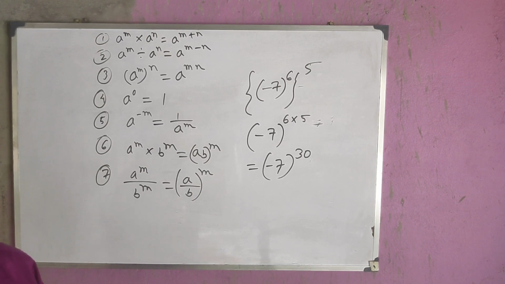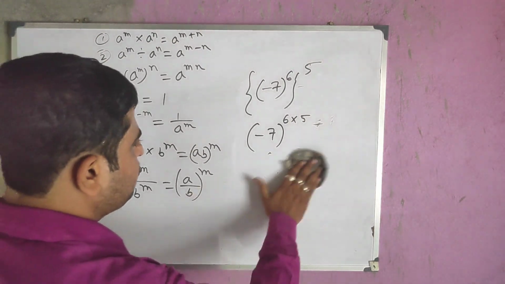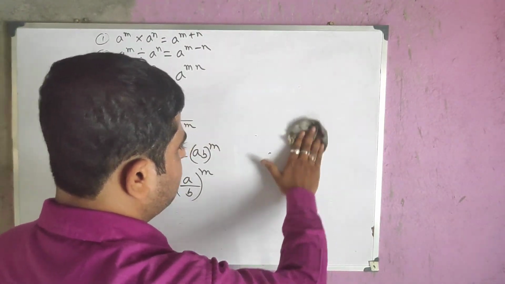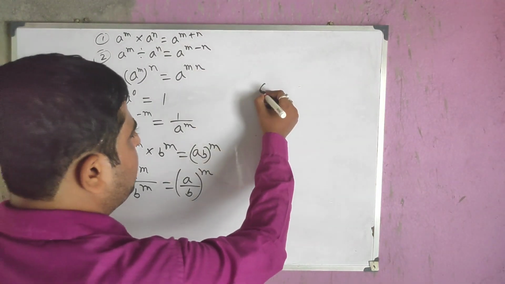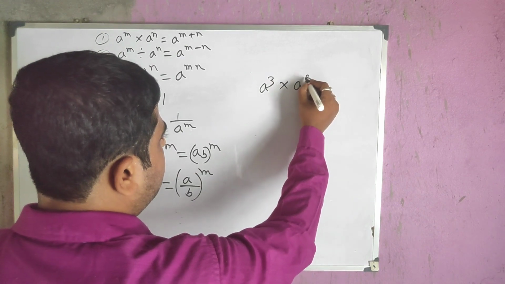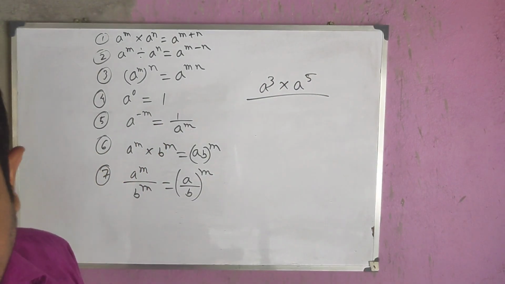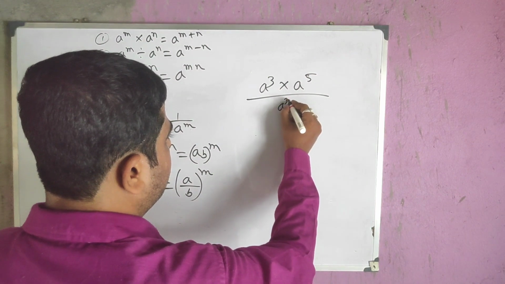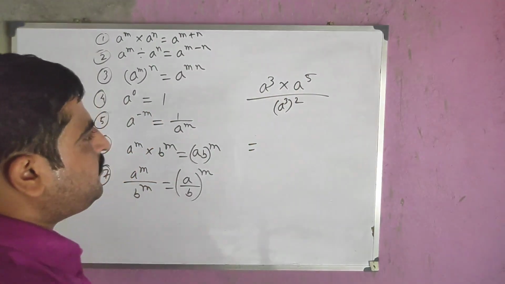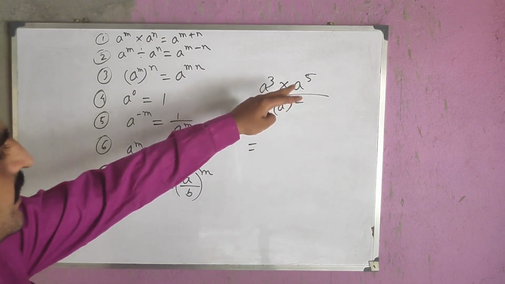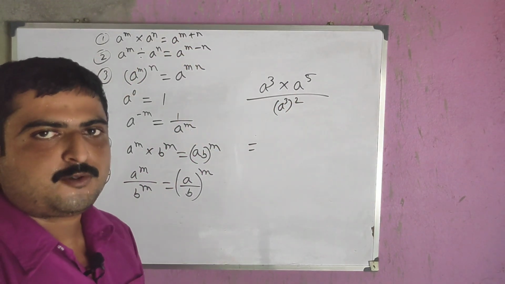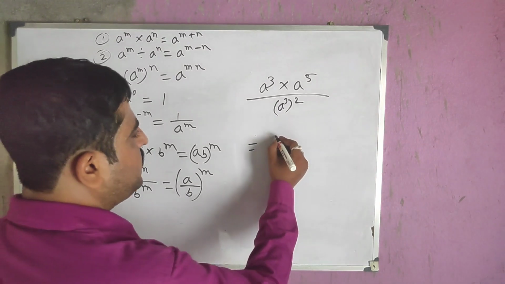Next, simplify and write in exponential form. One sum I am taking: a to the power 3 into a to the power 5 divided by (a cube) whole squared. In the numerator the powers are different but the bases are equal. As the bases are equal and they are in multiplication form, we can apply a to the power m into a to the power n, which becomes a to the power m plus n.